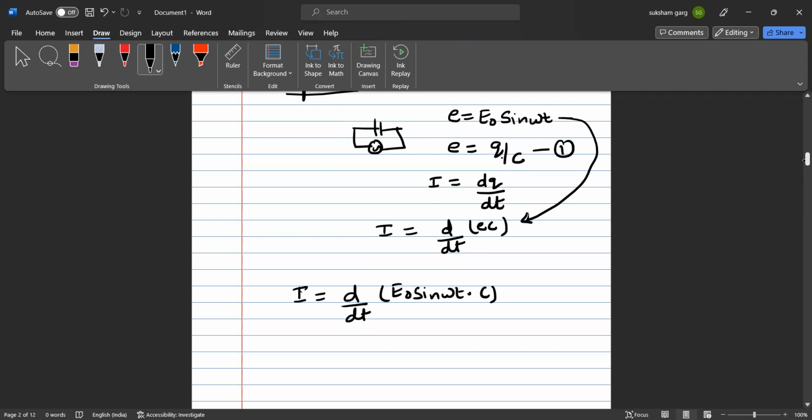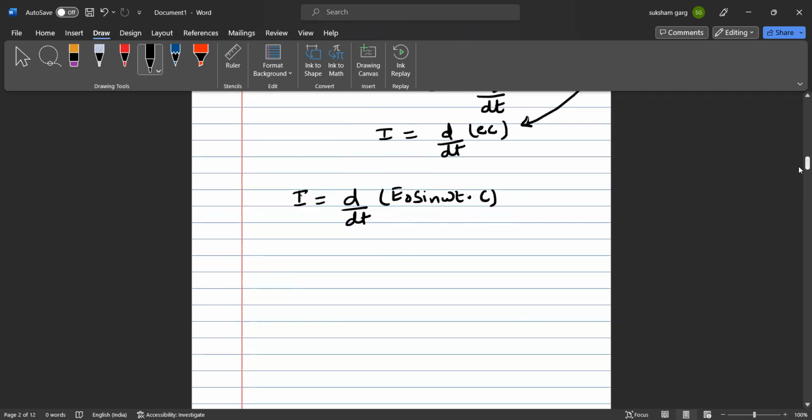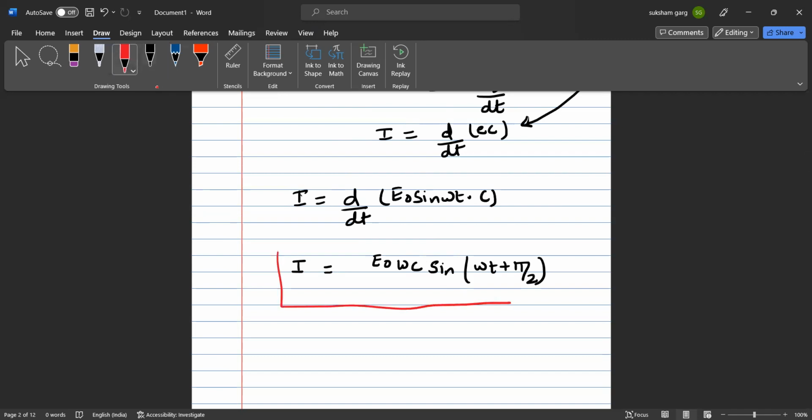And all I need to do is solve this differential equation. So after solving this differential equation, I'll get the answer: I is equal to E naught multiplied by omega C into sine omega t plus pi by 2. Again, after differentiating, I get the answer in terms of cos, but I want to compare it with the equation of EMF. So I'll convert the cos into terms of sine.